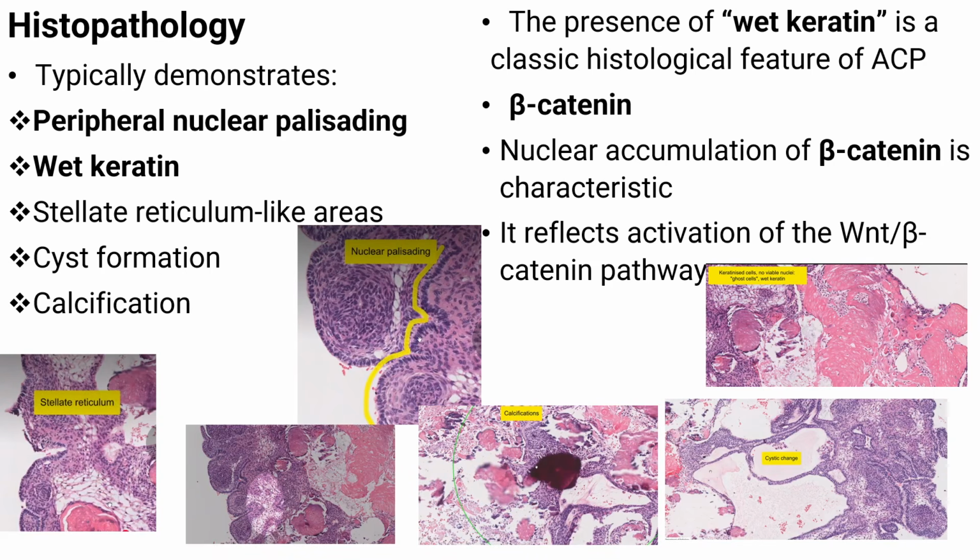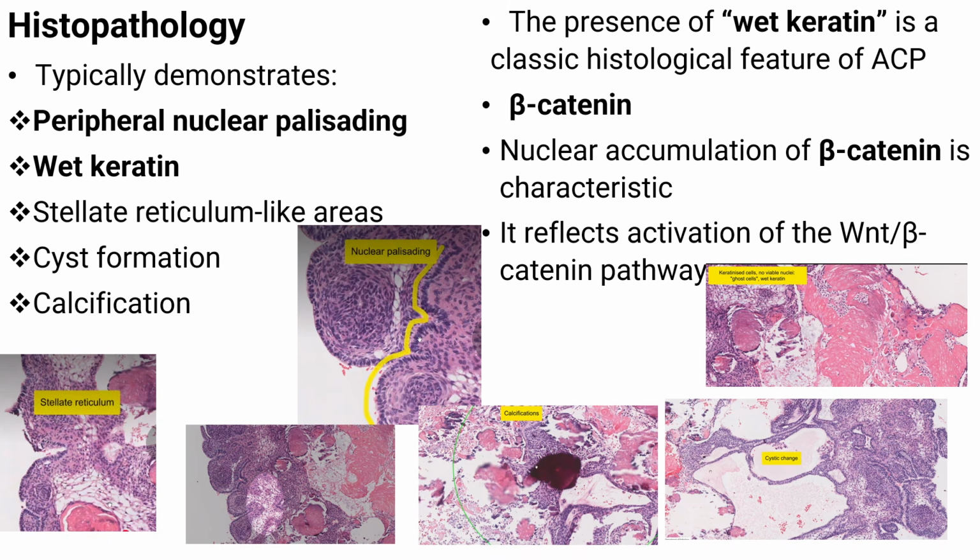Histopathology provides important clues to the diagnosis of Adamantinomatous Craniopharyngioma. The tumor typically contains squamous epithelium with peripheral nuclear palisading, while areas resembling stellate reticulum may also be present. These are classic findings. Cyst formation is common, and the cyst contents may contain wet keratin, which is one of the most characteristic features of this tumor. Cholesterol clefts, calcification, and chronic inflammatory changes can also occur, particularly within the cystic and degenerative areas.